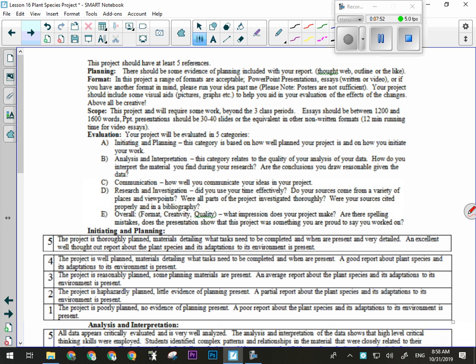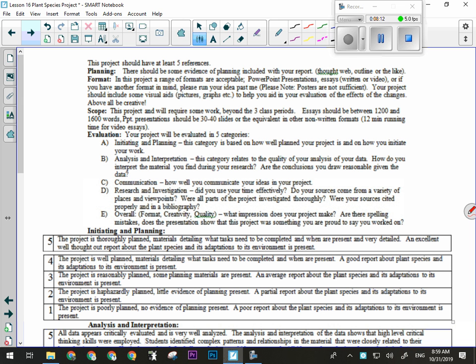Your project will be evaluated in 5 categories, the same 5 as before. Initiating and planning, 5 marks. So that's your thought web, your timeline, or your outline and your timeline. Analysis and interpretation, this is all of the stuff you research and tell me about the adaptations of your plant. Communication is how well you communicate those ideas to me.